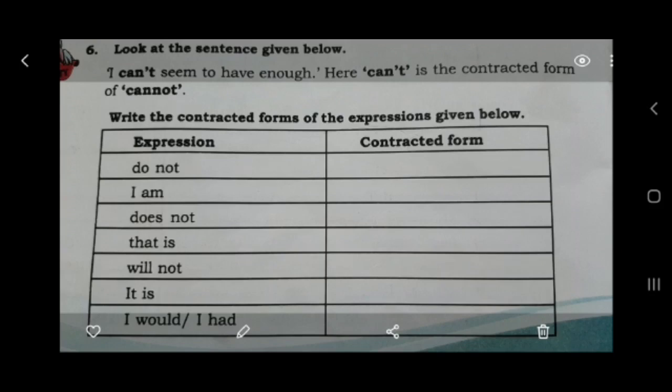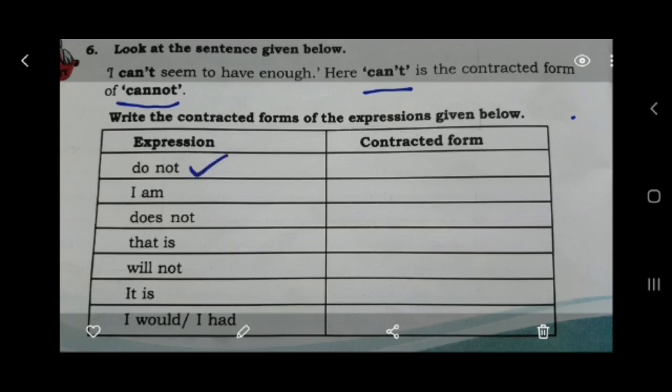58. I'll read it, look at it. I can't seem to have enough. Here, can't is the contracted form of cannot. Cannot in the short form aage ezhuthirikkunnanu can't. Now, here you have to write some contracted forms from the first column. Some words are there in the first column. You should write down the contracted form of each and every one.